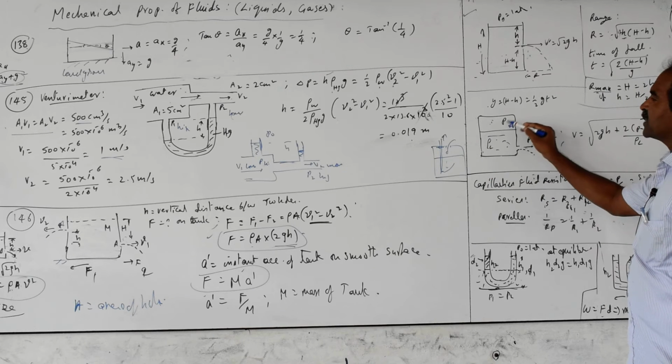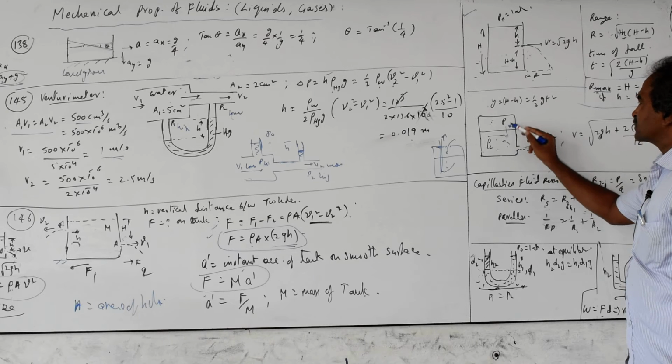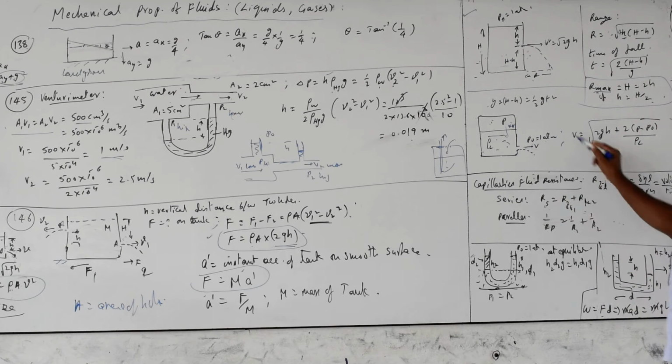If extra pressure other than atmospheric pressure is given, then the fluid will be pushed downwards because of this extra pressure by the air. The formula for the velocity of the fluid coming out is V equal to root of 2gh, the formula we have taken before, that is Torricelli's law, plus additionally 2 times (P minus P naught), the difference in the pressures, divided by the density of the liquid. This is the density of the liquid.